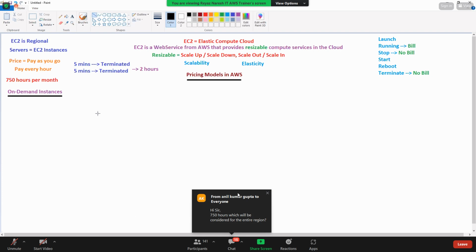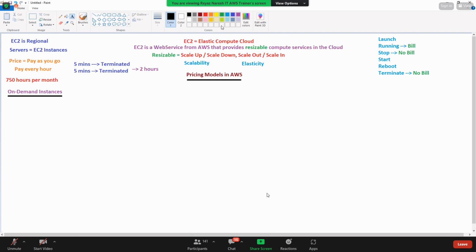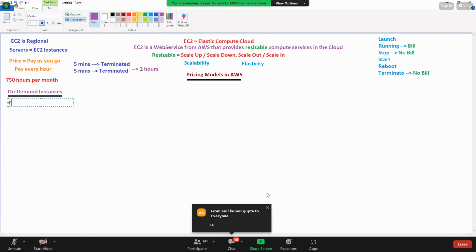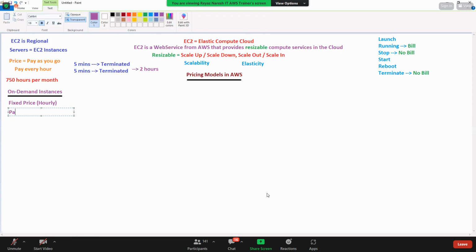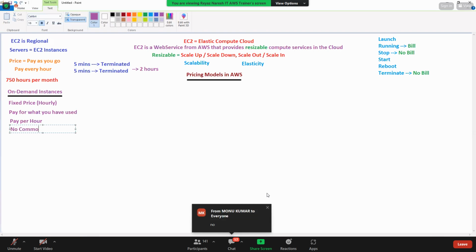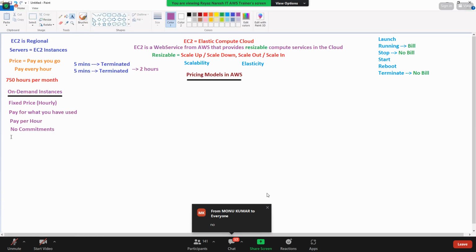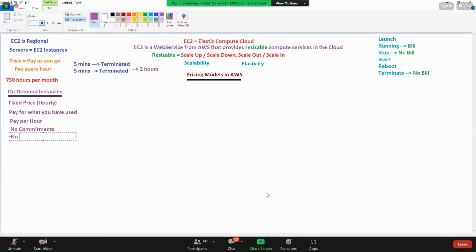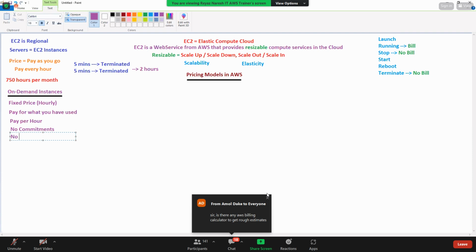In this pricing model, we have a fixed price, which is hourly, and you need to pay for what you have used. You pay per hour. Are there any commitments here? No commitments. Are there any advance payments? Instead of calling it advance, you should, a little more professionally, call it upfront payment, because in the US they always call it upfront payments. Upfront meaning advance. Are you paying any upfront payments here? No upfront payments.